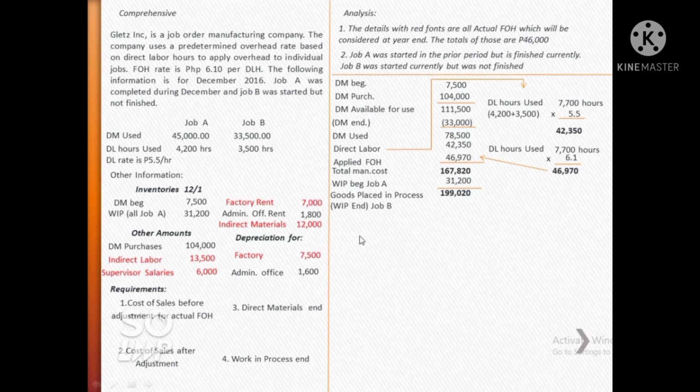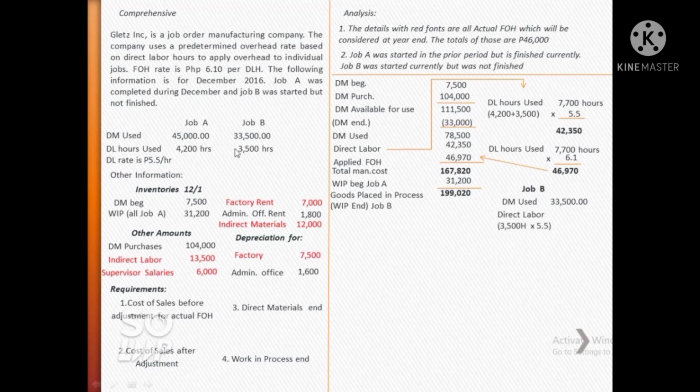So how do we compute the cost for job B? First, let's talk about the direct material used by the job. According to the problem, job B used 33,500 direct materials, and we go to the direct labor.